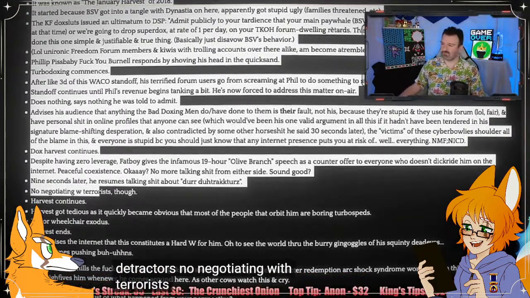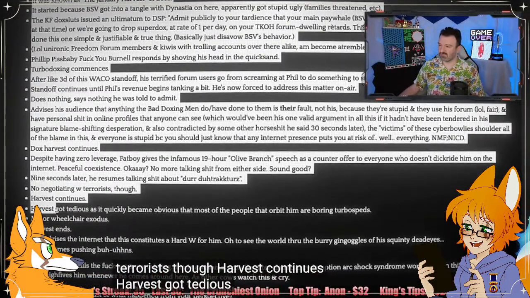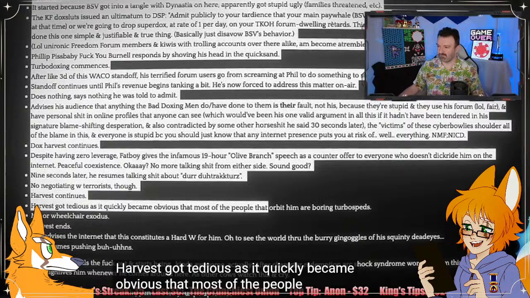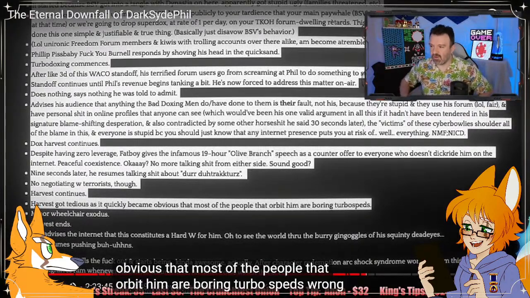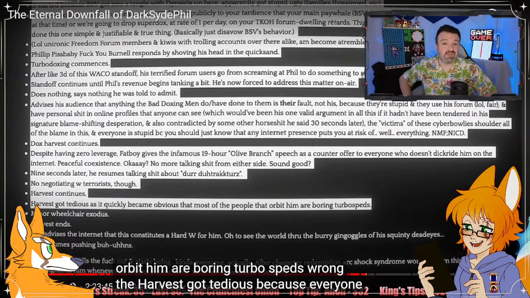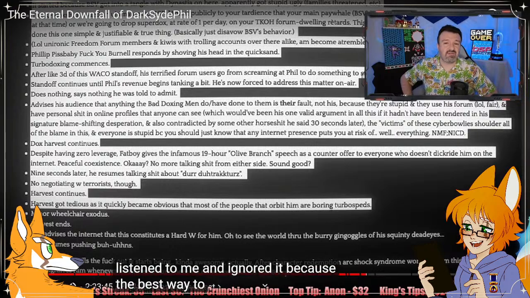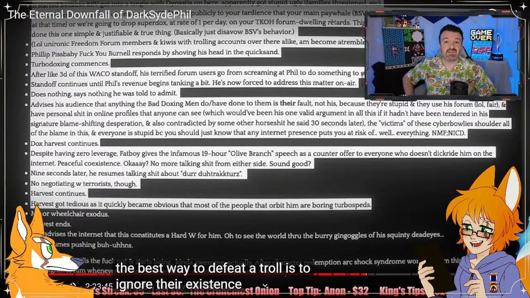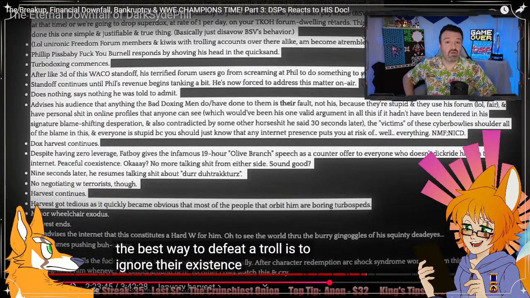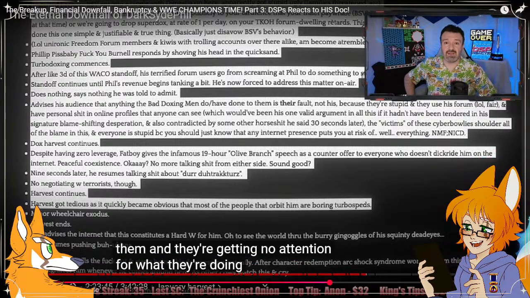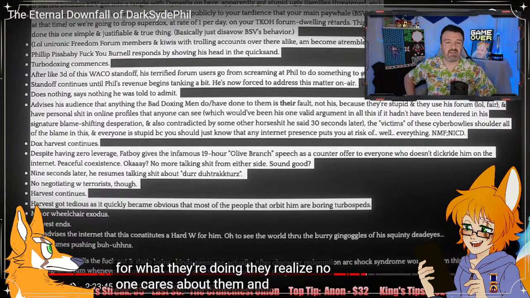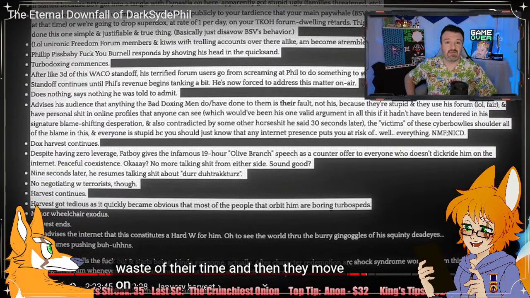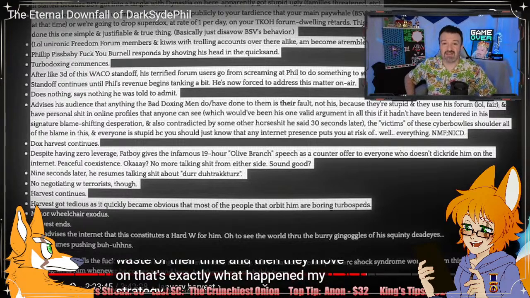No negotiating with terrorists, though. Harvest continues. Harvest got tedious as it quickly became obvious that most of the people that orbit him are boring turbospads. Wrong. The Harvest got tedious because everyone listened to me and ignored it. Because the best way to defeat a troll is to ignore their existence. Yes, something you have a good track record of doing, huh, Phil? You have a perfect track record of ignoring trolls. Yeah. Once you ignore them and they're getting no attention for what they're doing, they realize no one cares about them and it's just a waste of their time, and then they move on. That's exactly what happened. My strategy worked.